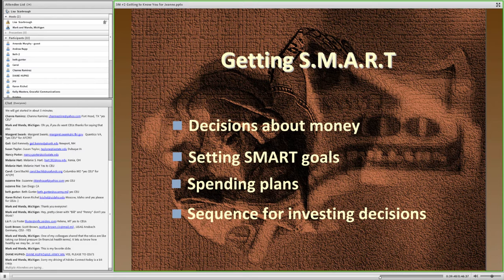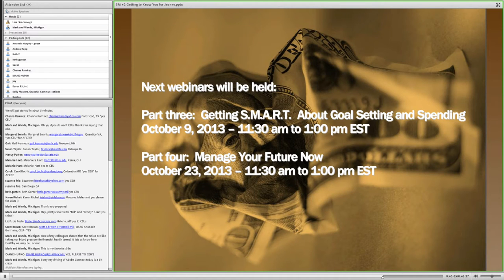All right, next week we're going to get smart about money. Decisions about our money, the kooky relationship that we have with money, some of the behavioral aspects that we have in there. We'll set SMART goals, spending plans, and a sequence for making investment decisions.